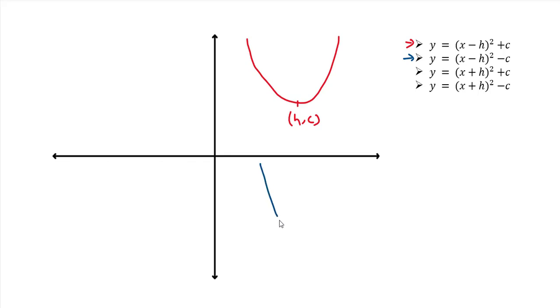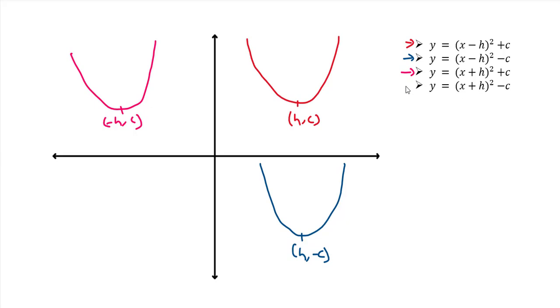So we'll have the graph like this. The coordinate of this point will now be h comma minus c. Similarly, if you plot the third equation, we have y equals x plus h the whole square plus c. So it has moved h unit along the negative direction of x-axis and plus c unit along the y-axis. So we'll have minus h comma c as the coordinate of this vertex.